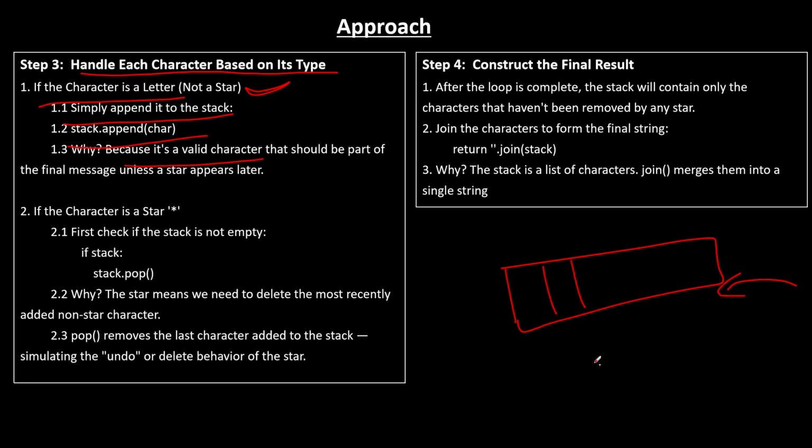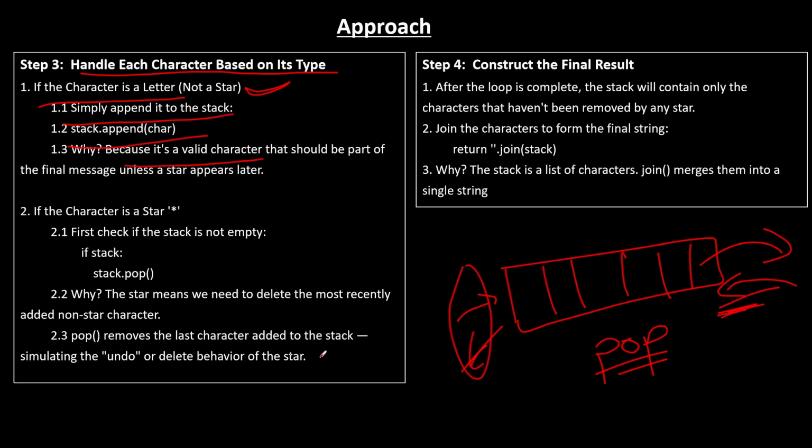And we will do the pop. When we do pop, it basically pops from the back, right? You don't have to touch the front end or anything. Just work with the back end. And if the character is a star, first check that the stack is not empty. For example, if the stack is empty, you cannot pop anything, and it becomes invalid.